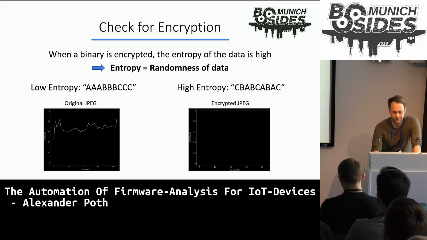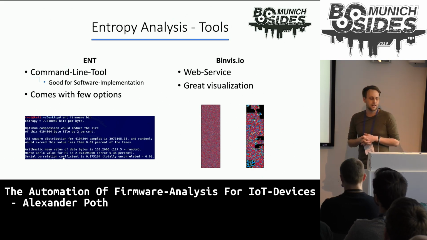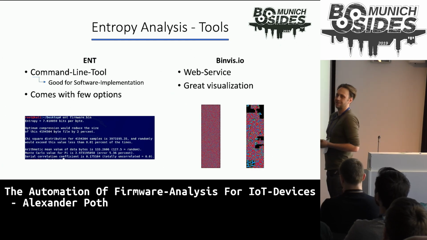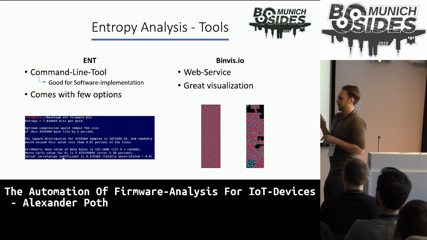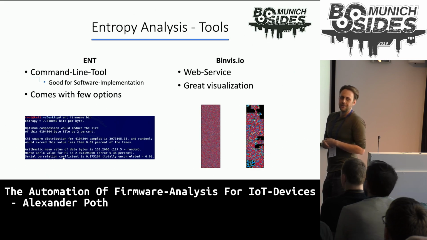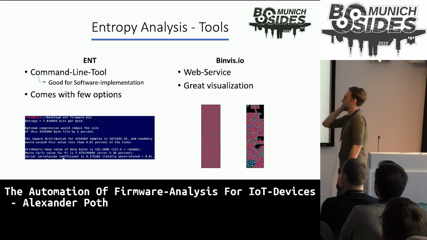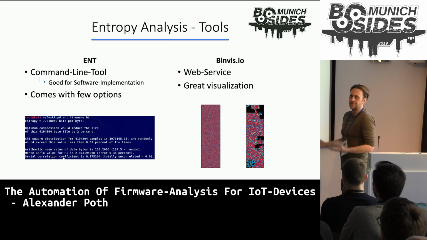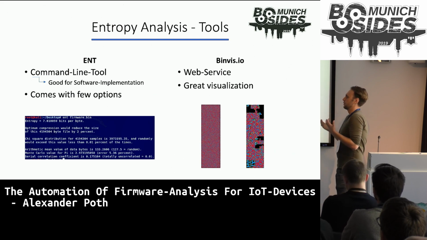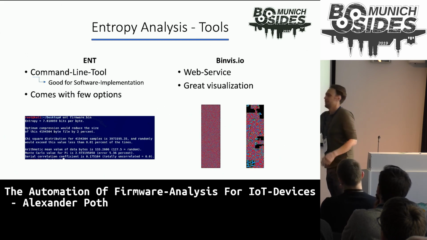So to check if a binary is encrypted, we can check the entropy with some well-known tools. I picked 2 tools which can easily be used for an entropy analysis. The first one is Ent, which is a command line tool. I used that for my little scripts, which I'll show you later. It comes with a few options and is very easy to use. On the other side, what I can recommend is binwiz.io, which is a web service. You can just upload your firmware image, and binwiz.io creates a great visualization of your firmware. Here on the right, you have an unencrypted image, for example, and on the left, this one is encrypted.